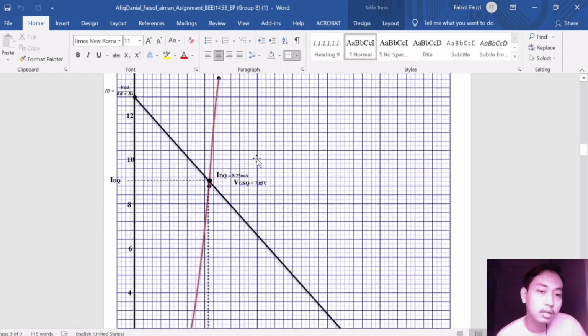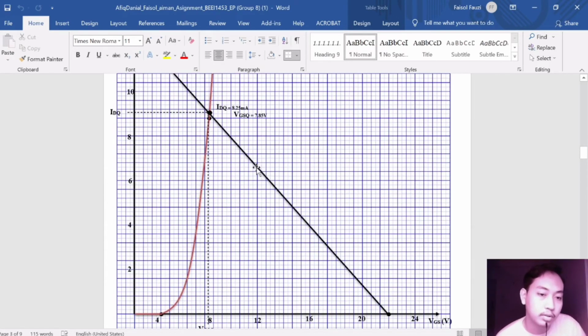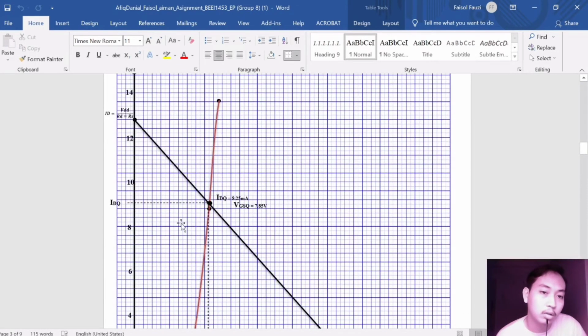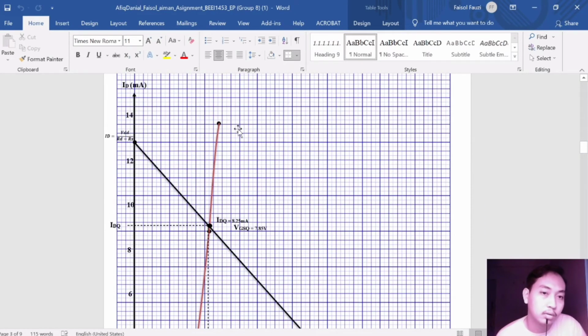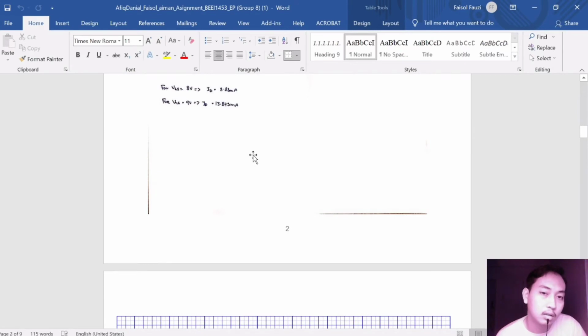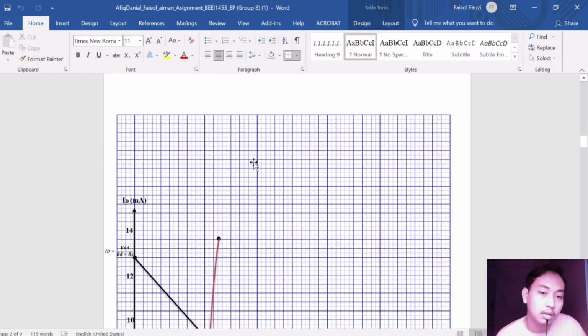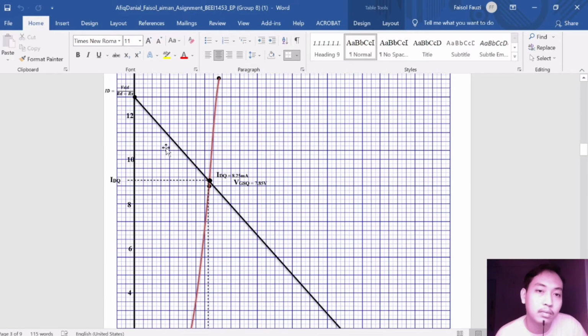So here is the graph of ID versus VGS. We start from VTH, that's 4 volt. Then go to another value of VGS that we take, which is 8 volt. 8 volt equals 8.88 milliampere, and then another value is 9 volt. The ID is 13.873 milliampere. For the network bias line, we take ID when VGS equals 0.